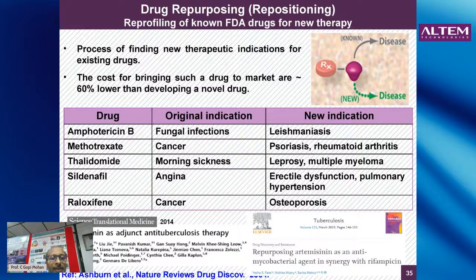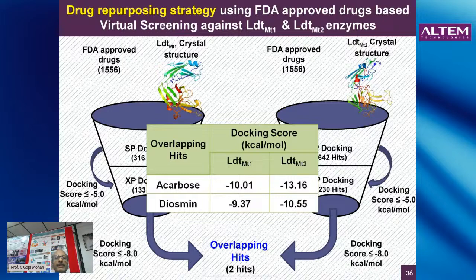A lot of drugs have been repurposed, as shown in this slide. For example, an original indication like fungal infection can be utilized in leishmaniasis, or methotrexate, used in cancer, can be utilized in psoriasis and rheumatoid arthritis. In this way, we also thought drugs could be repurposed and used in TB cases. So here we repurposed using FDA approved drugs with respect to the LDT MT1 and MT2 enzymes.